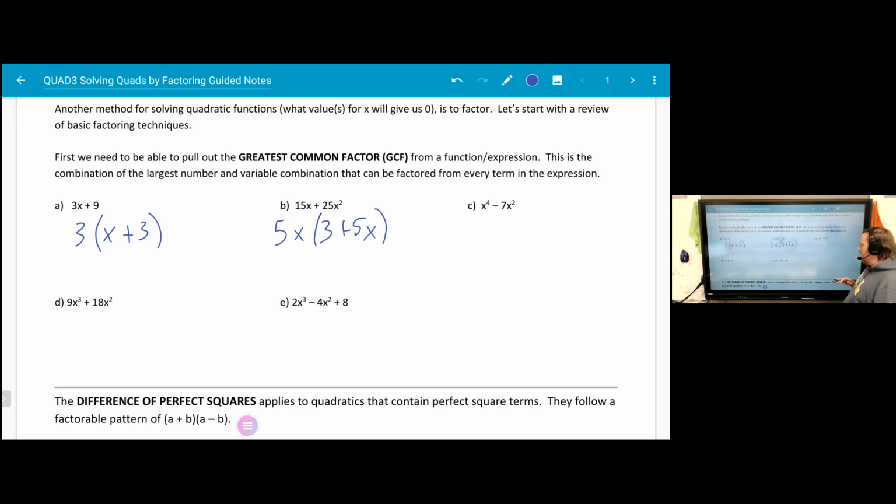All right. What I want you guys, actually, I'm going to do one more. I'm going to do C. Then I want you guys to try D and E. Looking at C, I've got x to the 4th minus 7x squared. Now look at the coefficients.